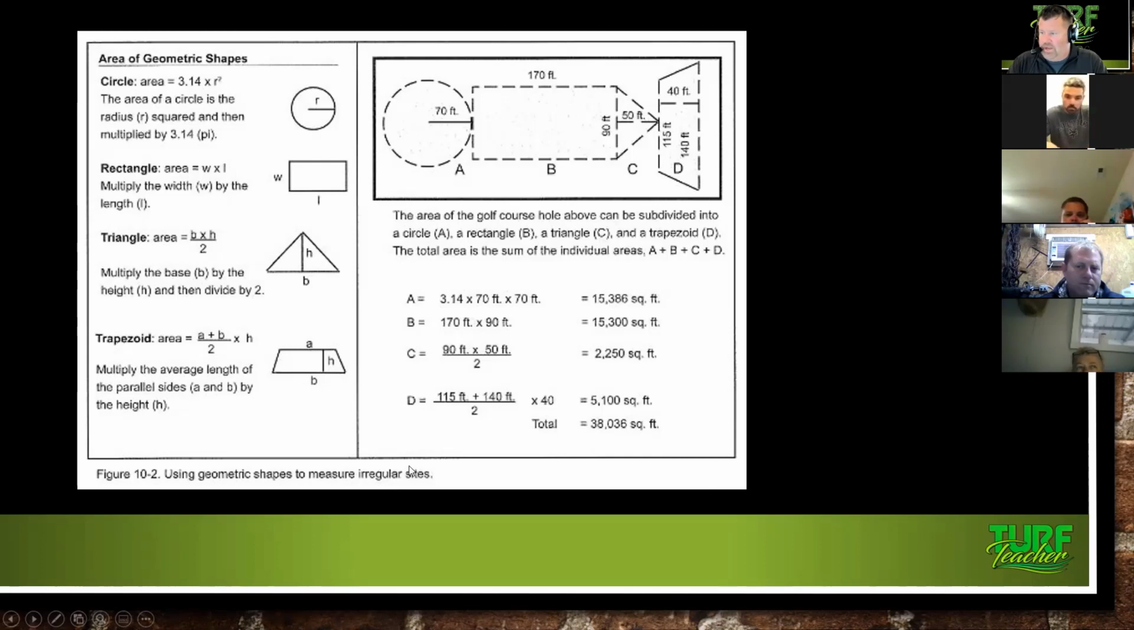And then our trapezoid, the 115 plus the 140 divided by 2 times the 40 foot of height gives us 5,100 square feet. So we've got almost an acre, lacking 5,000-some square feet, in this one golf course hole. So those are some weird shapes, but we need to be able to do that.